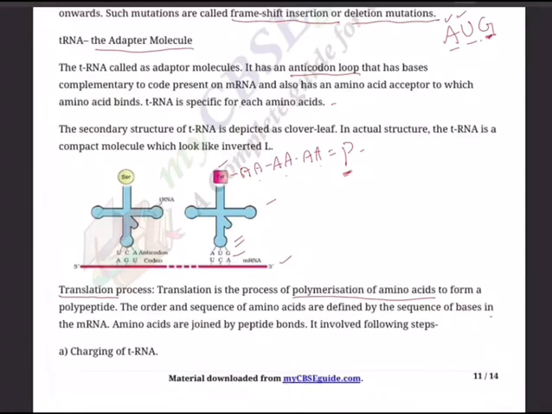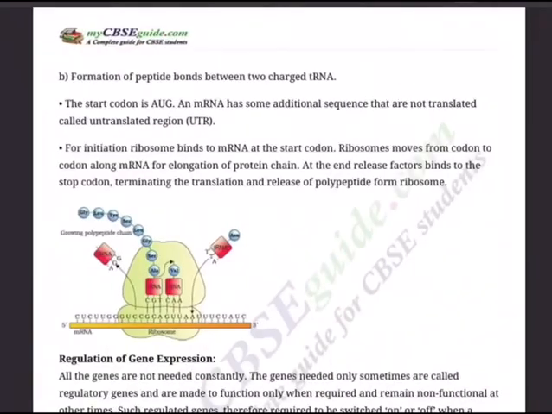Who will decide the sequence of amino acids that are formed? These codons. The codons present in the mRNA will decide the sequence. Amino acids are joined by, of course, peptide bonds. So it involves the following steps. First, charging of tRNA. Second, formation of peptide bonds between two charged tRNAs. So the start codon is always AUG, I said.